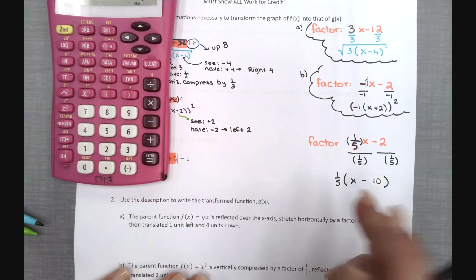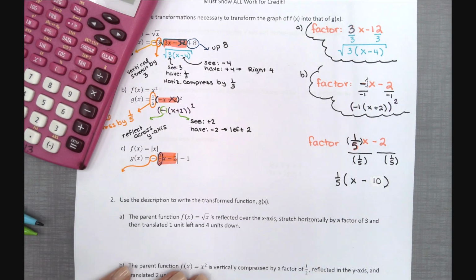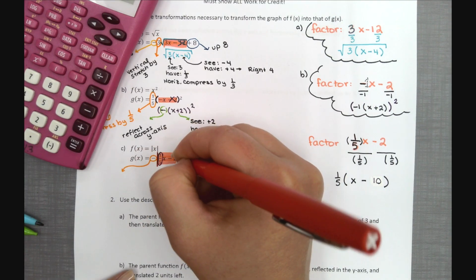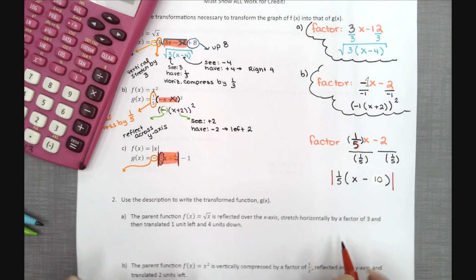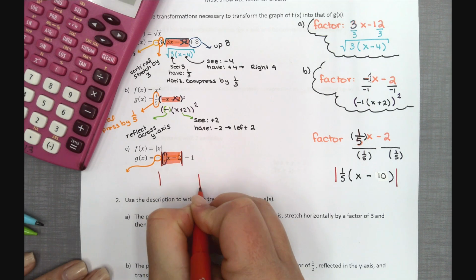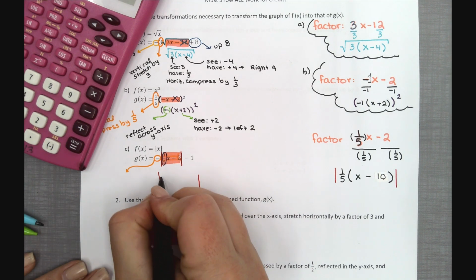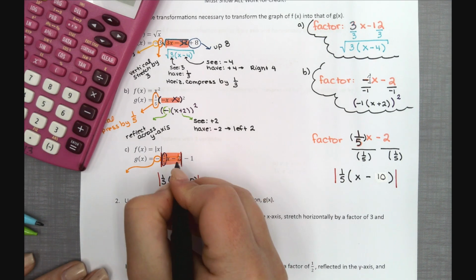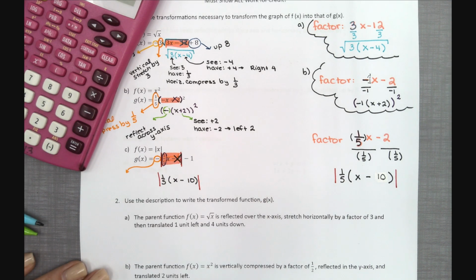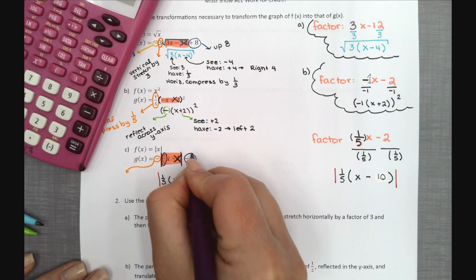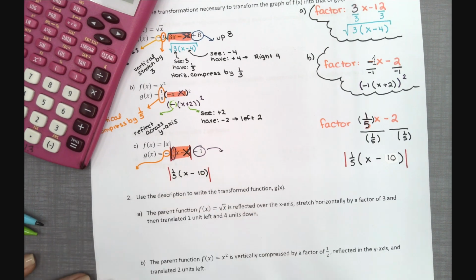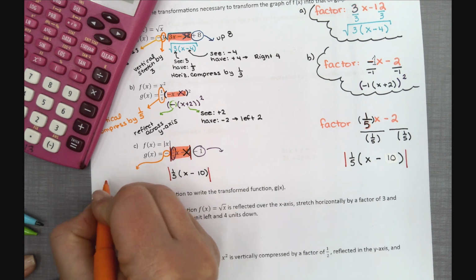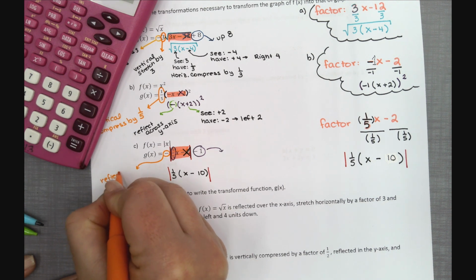All right, now, again, this is inside of my function, so I still have my absolute value here and here. So my absolute value is still present. So inside of my absolute value, I have my 1/5, open, x minus 10, close it. This 2 does not exist. And then I still do have that -1 on the outside. So let's go ahead and do our describing. I have a reflection across the x-axis.